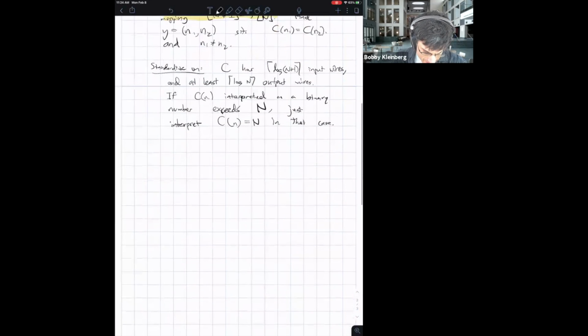Okay, so what does the complexity landscape of total search problems look like?